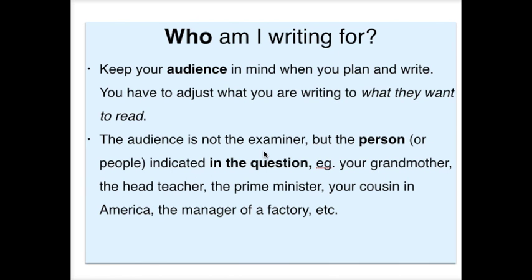The next question you should ask yourself is, who am I writing for? Now, you need to keep in mind your audience. Every piece of writing has an intended audience, and you need to keep this in mind when you plan and write your piece. And you also have to adjust what you are writing to what they want to read. And worth remembering too is that the audience is not the examiner, but the person or people indicated in the question paper. So the audience could be your grandmother, the head teacher, the prime minister, your cousin in America, or the manager of a factory. So you need to look at the question carefully and work out who the audience of your writing is.